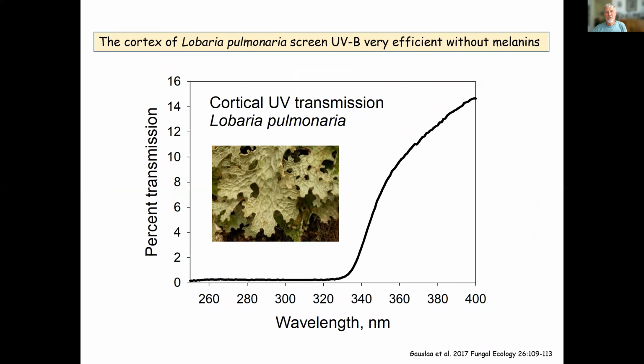In the dry state, this protection against UVB is almost complete, because you see that below 330 nanometers there is almost no transmission of UV through the upper cortex. And this very high protection against UVB may be the reason that lichens may survive outer space conditions for up to several weeks.